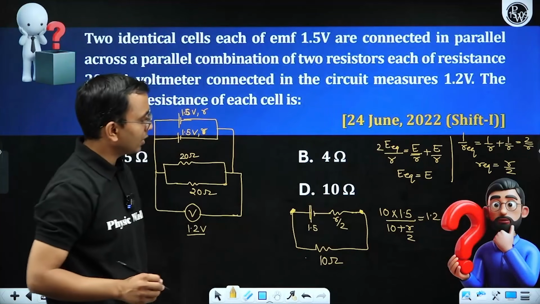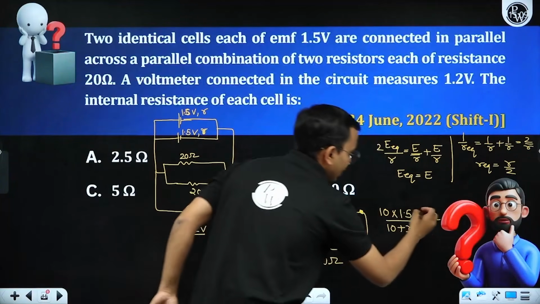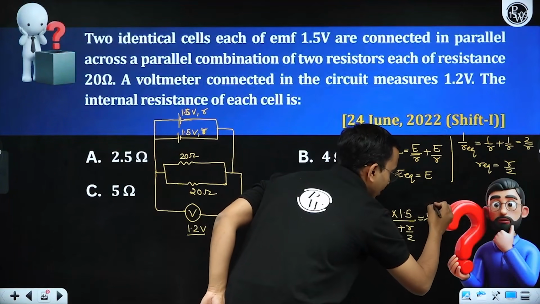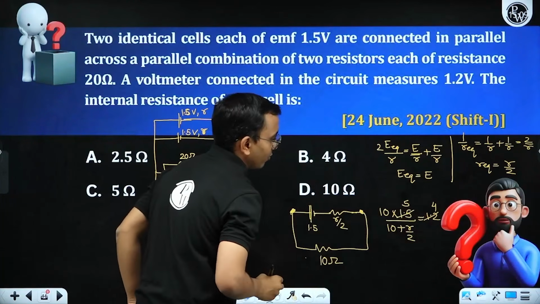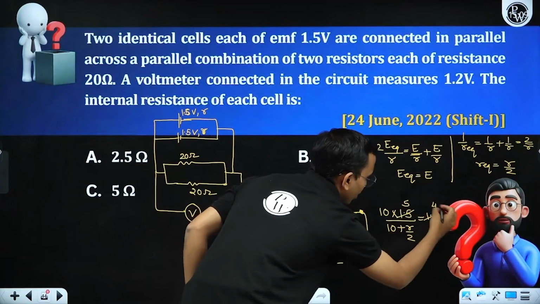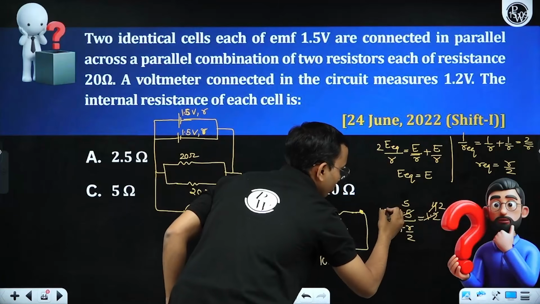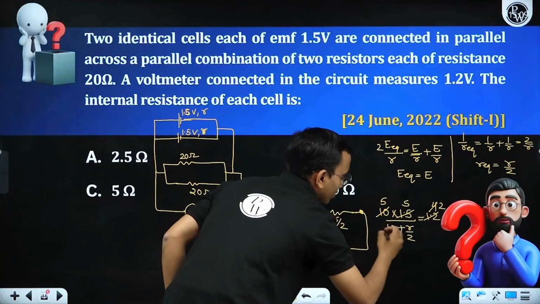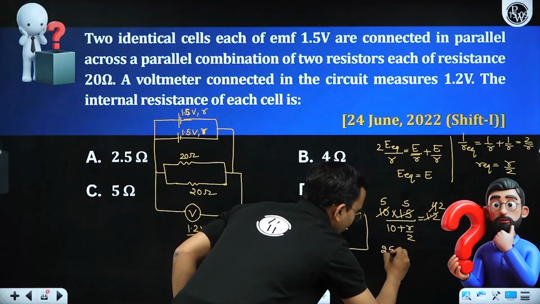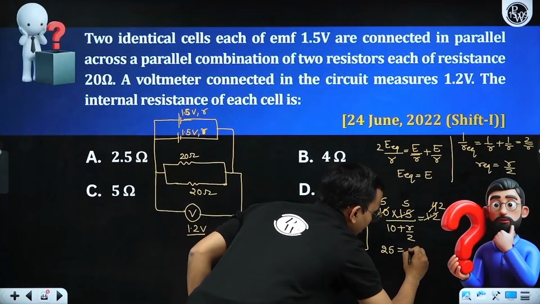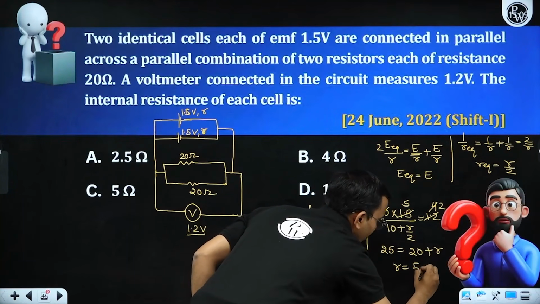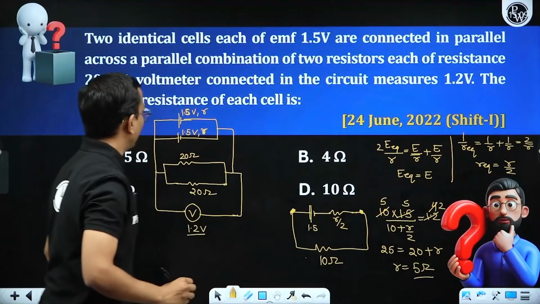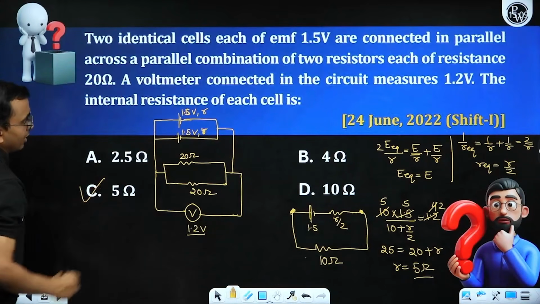Now from here, 3 into this I can say 0.4, 3 into 0.5. So this will become 5 and that 4. So this is 2 into 2, 2 into 5. This is 25, that is equals to 20 plus R. R comes out to be 5 ohm. That is C.